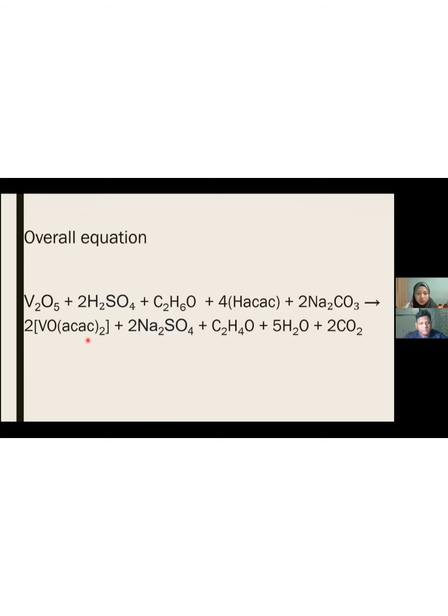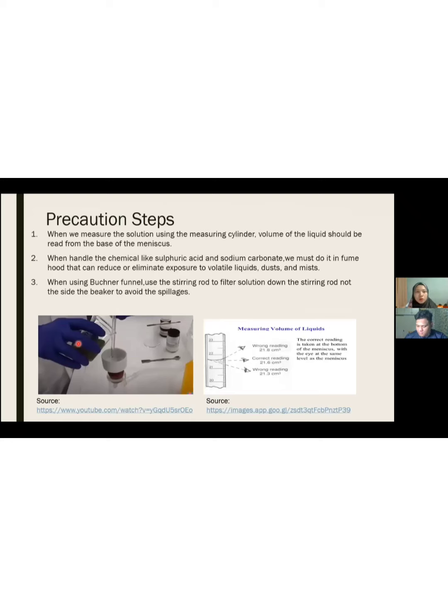So this is the overall equation of our experiment, where our product is VO(acac)2. To get a better result, we must take precautionary steps. First, when we measure the solution using the measuring cylinder, the volume of the liquid should be read from the base of the meniscus, like in this picture. We need to read it at this level.